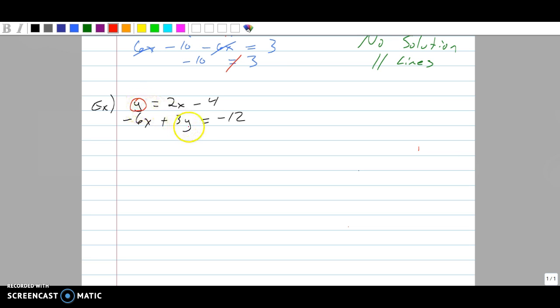And we're going to take that and substitute it into the y in the other equation, so it's going to be negative 6x plus 3 times, here's the thing, we're going to put parentheses around y, is equal to negative 12. What's going to go in for y? Well, what y is equal to up top. So it's going to be 2x minus 4.